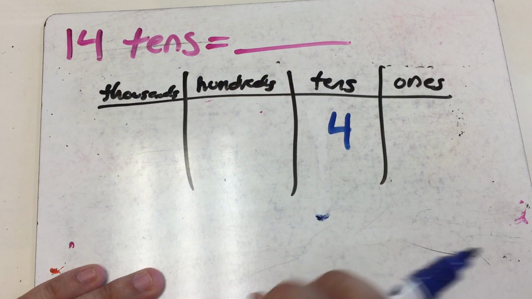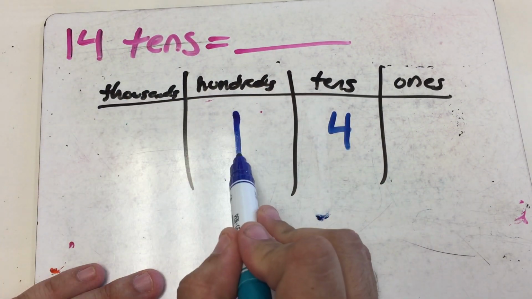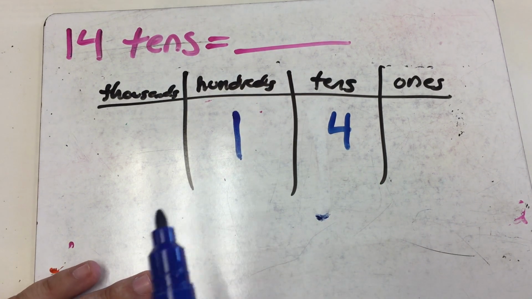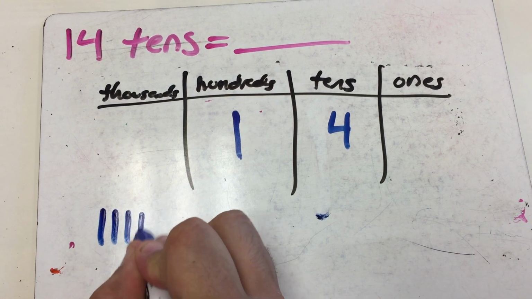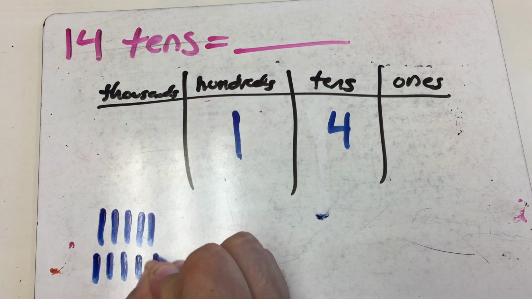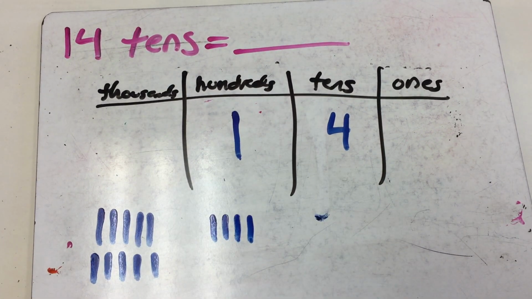So I'm just going to take that part away, and we're going to realize that 14 tens is the same as one group of 100 and 4 groups of 10. If I need to draw that out, I certainly can. I can draw my 14 tens: 1, 2, 3, 4, 5, 6, 7, 8, 9, 10, 11, 12, 13, 14. I can draw that out if I need to.